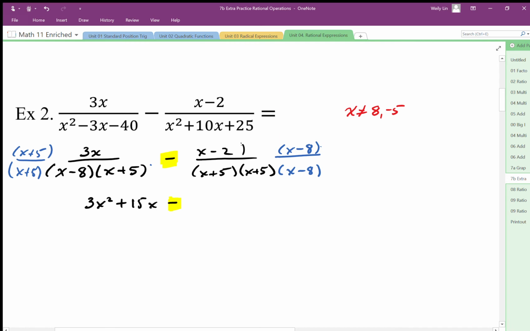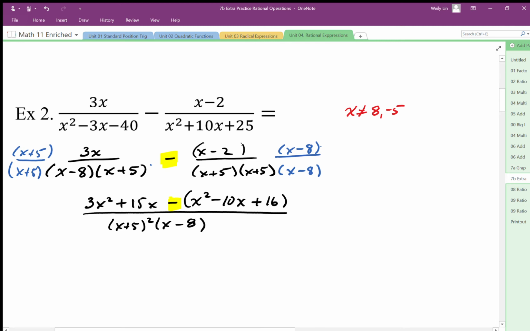Okay, so distributing this out, we end up with x squared minus 10x plus 16. Okay, that's not how it's going to show up when I do the minus. So again, be very careful of that minus. So I'm going to write this out as x plus 5 squared x minus 8. Okay, so then I can distribute that negative and combine like terms. So I'm going to end up with 2x squared. We're going to have minus minus 10, so plus 25x minus 16. Okay, and that's all over x plus 5 squared x minus 8. Okay, and this is not factorable because there's no numbers that multiply to 32 and have a difference of 25.